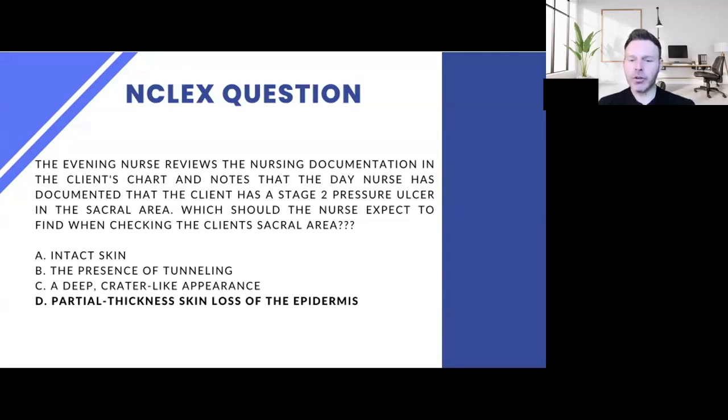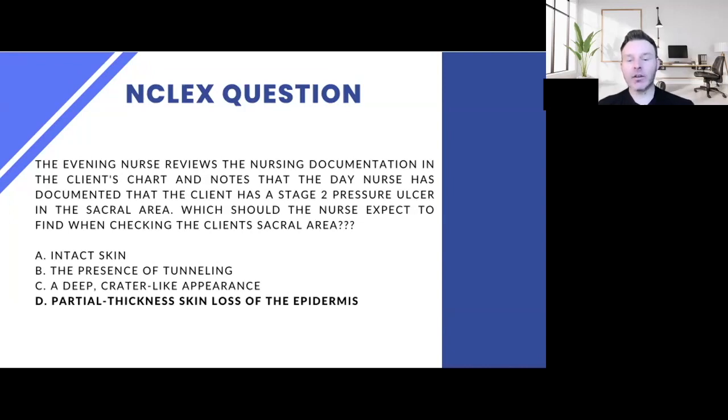So just a quick review. Here we're looking for stage 2. Let's see if we can rule out anything from this. Intact skin. Well, intact skin is going to be found in stage 1 wounds. Stage 1 is non-blanchable, but it's going to be intact. B, the presence of tunneling. Tunneling is going to be commonly found in stage 3 and stage 4. So we can rule that one out.